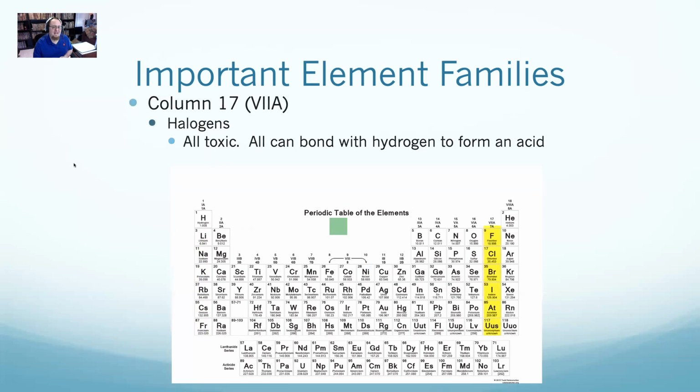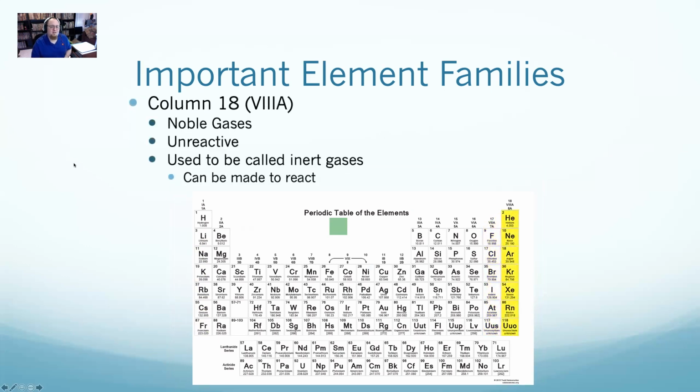And family 8A. 8A is known as the noble gases. They're all unreactive. They will not chemically react with anything else unless you put a shit ton of effort in. And they're sometimes also called the inert gases. Any questions?